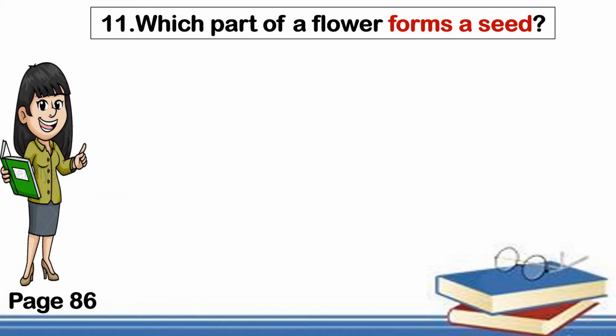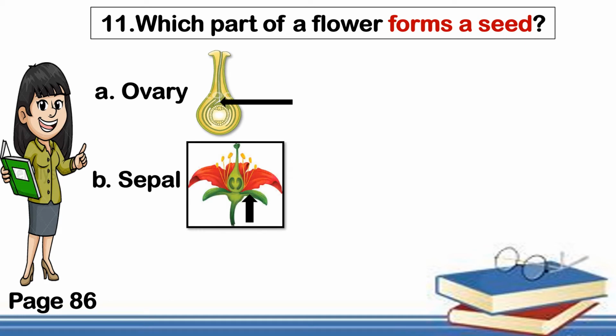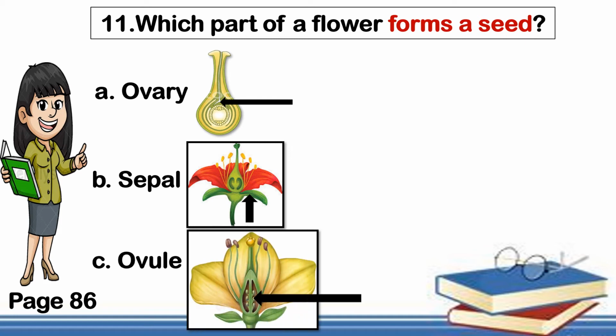Number 11. Which part of a flower forms a seed? Letter A. Ovary. Letter B. Sepal. Or letter C. Ovule. Which part of a flower forms a seed? Letter A. Ovary. Letter B. Sepal. Or letter C. Ovule.